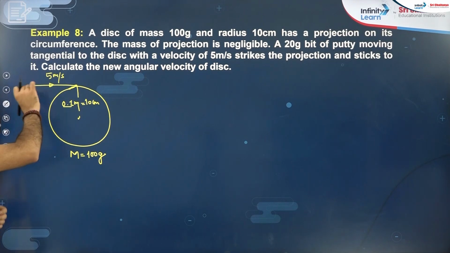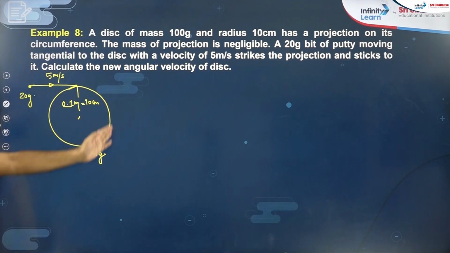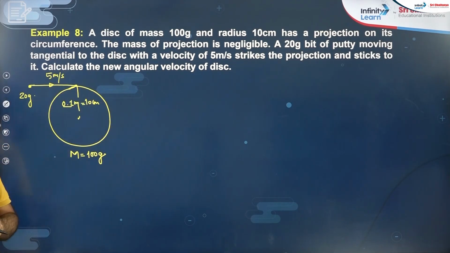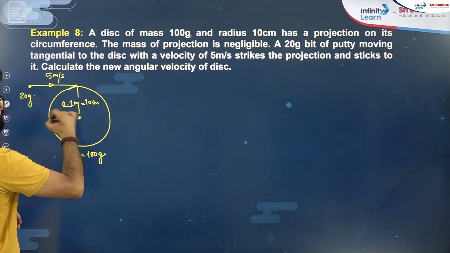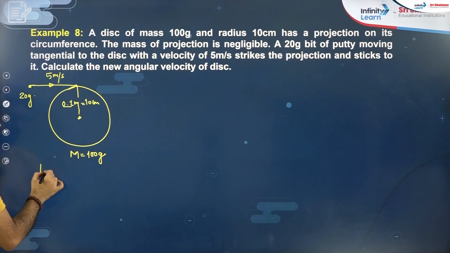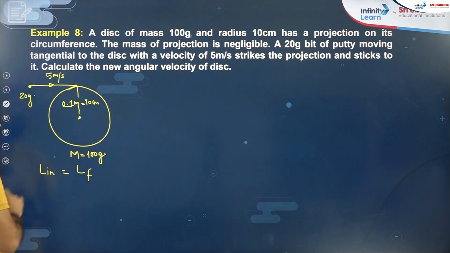Initially this putty is coming and it sticks to the disk, then the disk starts to rotate. They will move together, and then we have to solve this question. How to solve this question? Focus on this part. The very first thing: initial angular momentum is equal to final angular momentum. I can apply this because there is no external torque, the putty just comes and sticks to it.